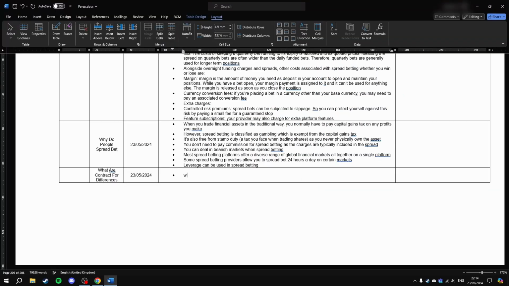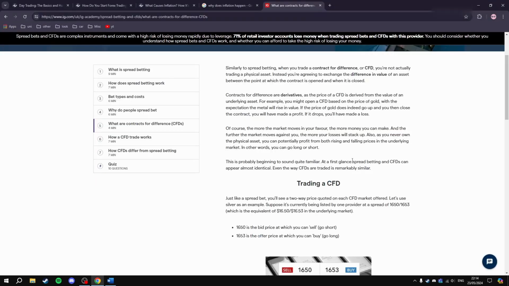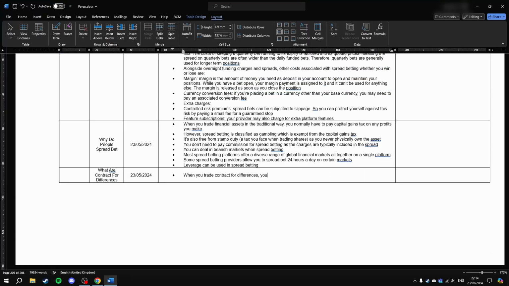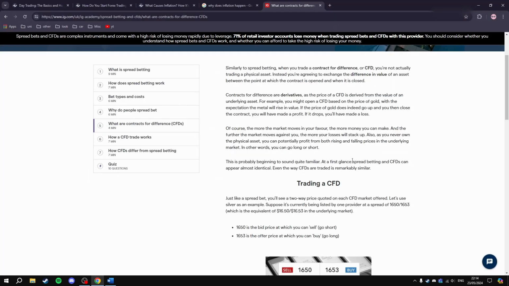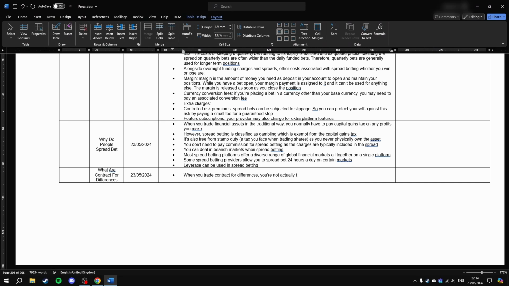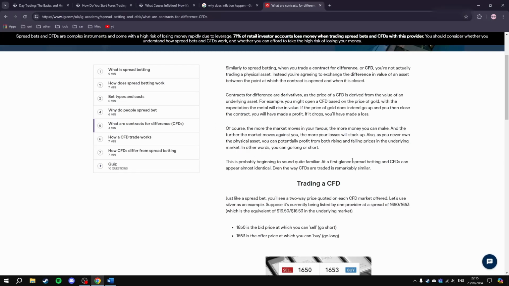So when you trade contract for differences, you're not actually trading a physical asset. You're not trading a not physically. What's that? Asset. Okay, there we go.